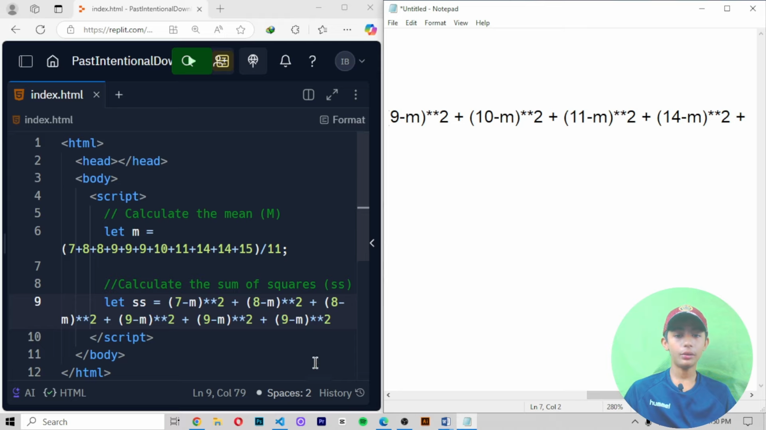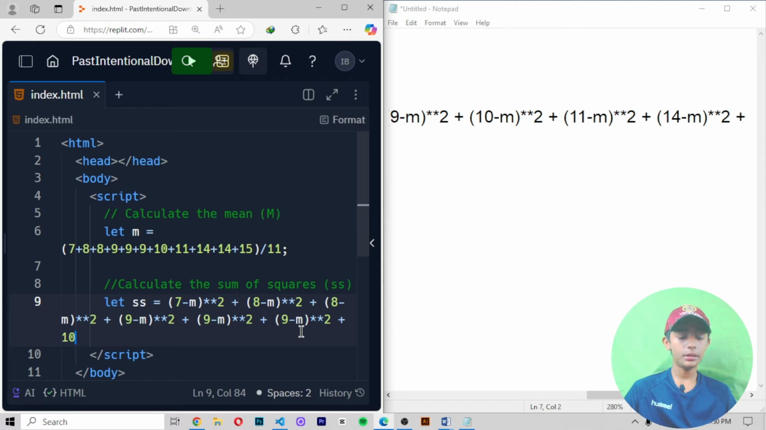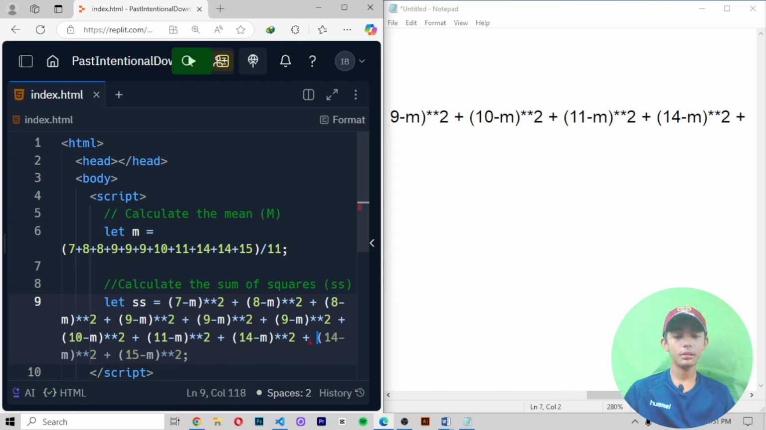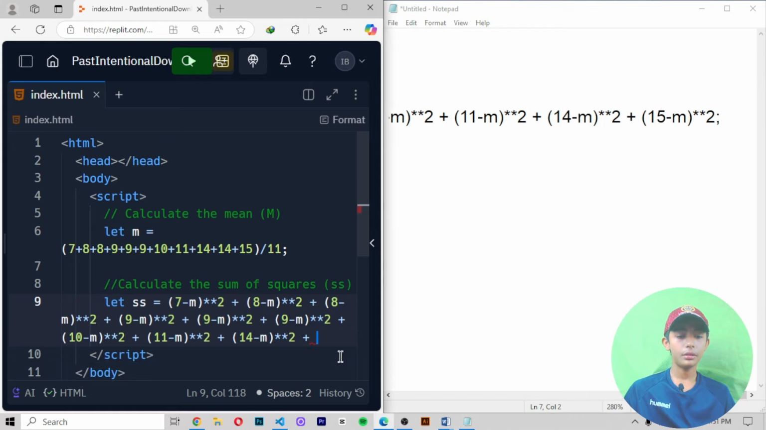then 10, 11, 14, then you write here plus 10, sorry, like this, 10 minus m multiply 2 plus 11 minus m multiply 2 plus then 14 minus m multiply 2 plus then here we write 15 minus m, and then here we write multiply 2, then this.